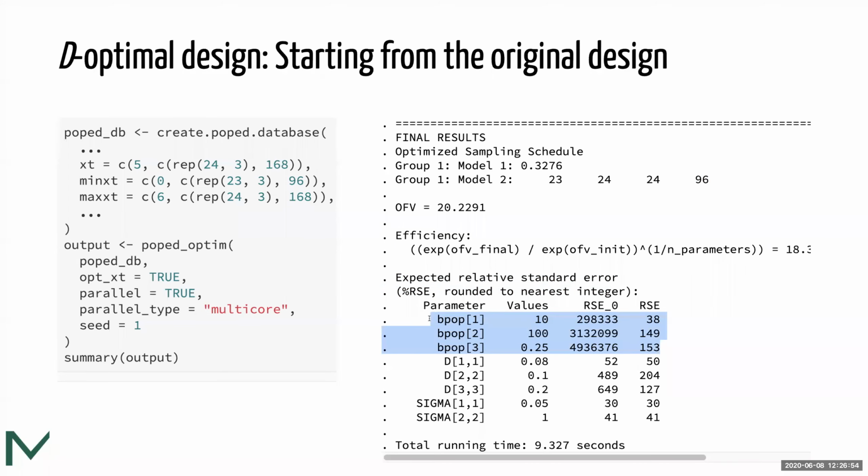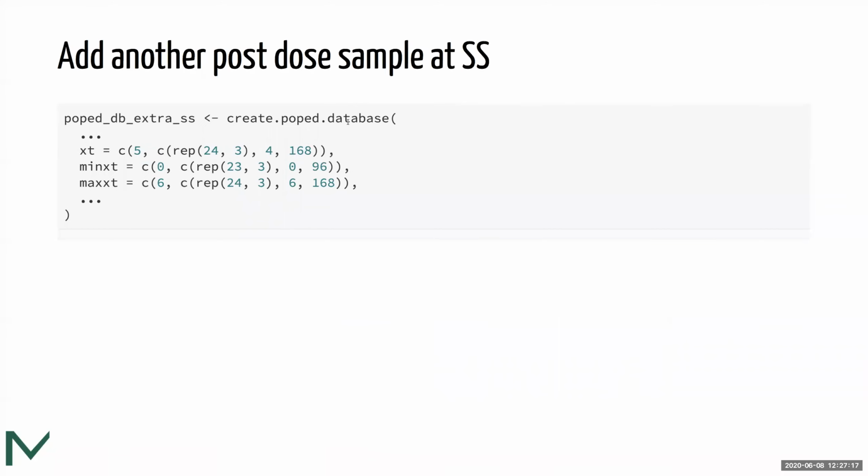So for our theta variables, this is clearance, volume, and Ka. We're now in a more reasonable space, but we're still way too high. So our volume and Ka both have RSEs above 100, to say nothing of the omega estimates. So we need to add another sample in here at some point. So let's try adding one extra post-dose sample at steady state. So we have this one post-dose sample here on day 1. Let's add another one at steady state.